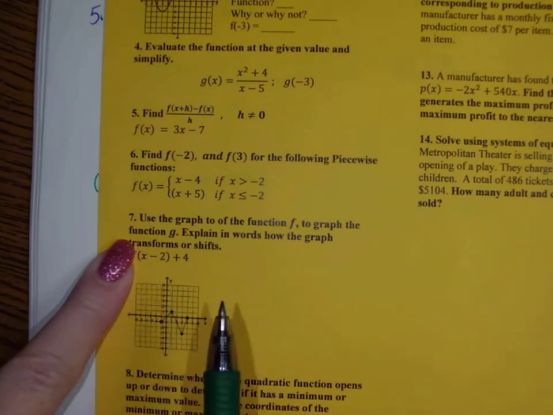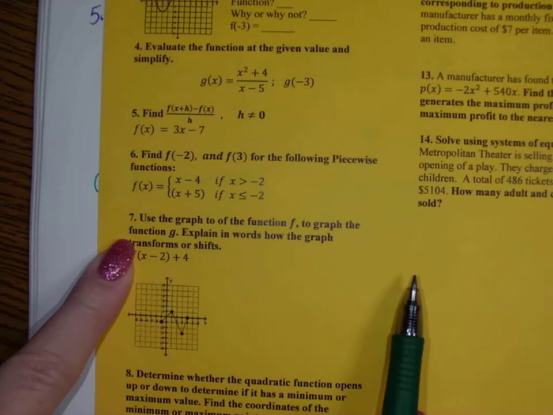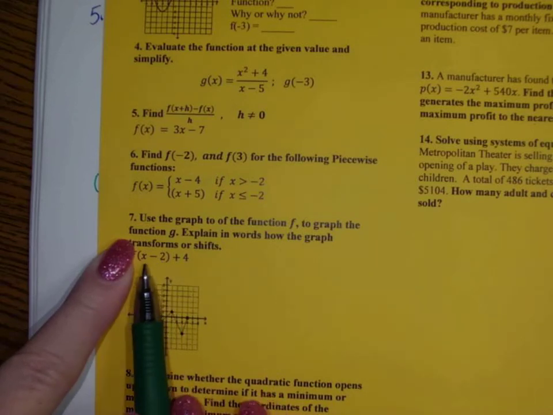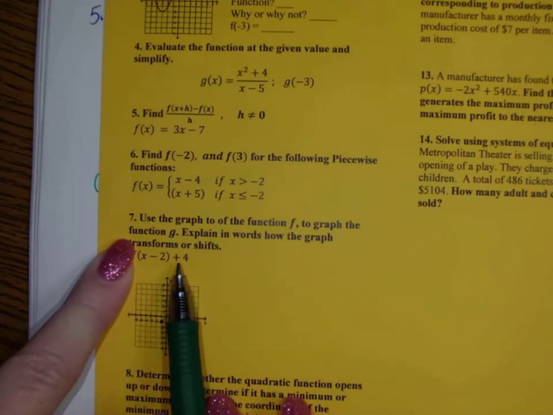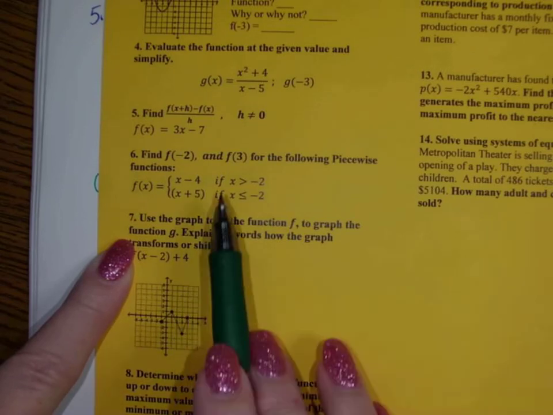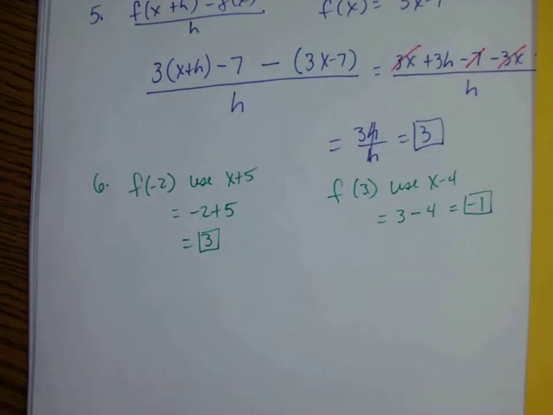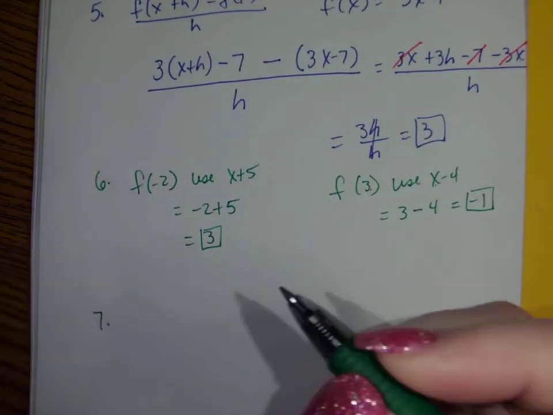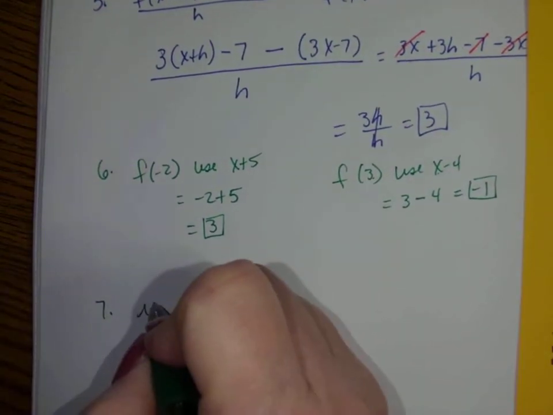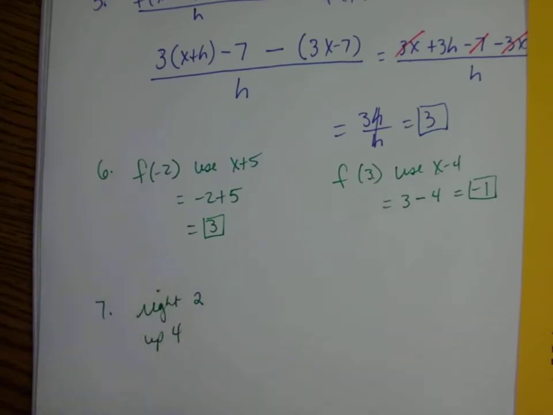That goes left and right. It goes opposite of what you look at. If you see minus 2, it's actually going to go to the right. If you see plus 2, it's going to go to the left. And then the outside part means it can go up and down. So the positive 4 tells me it's going to go up. If it was negative 4, it would go down. So for number 7, we are going to state that it moves right 2 and it's going up 4.